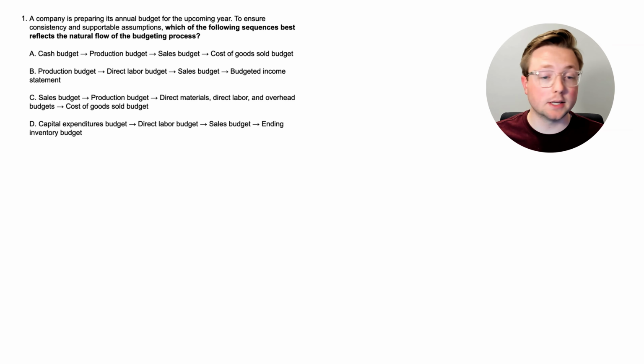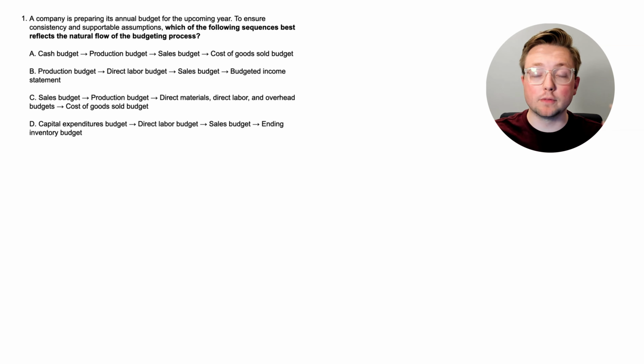So option A would be the cash budget to the production budget to the sales budget to the cost of goods sold budget. Option B would be the production budget to the direct labor budget to the sales budget to the budgeted income statement. Option C would be the sales budget to the production budget to the direct materials or direct labor and overhead budgets, and then to the cost of goods sold budget. And then option D is capital expenditures budget to the direct labor budget, to the sales budget, to the ending inventory budget.